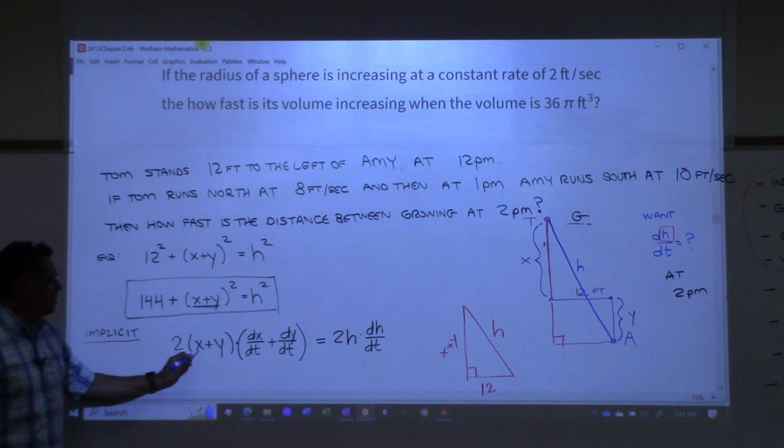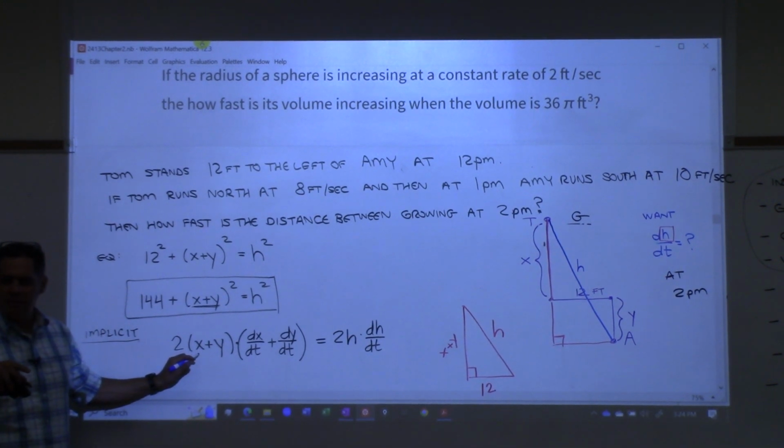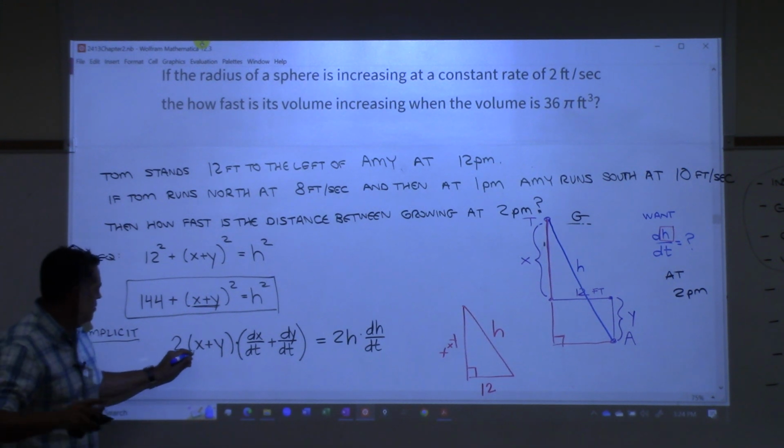Do you know what x is at the instant in time? Yes. That's Tom's distance, right? Wasn't it like 56,000, something like that? Okay, we know what that is.